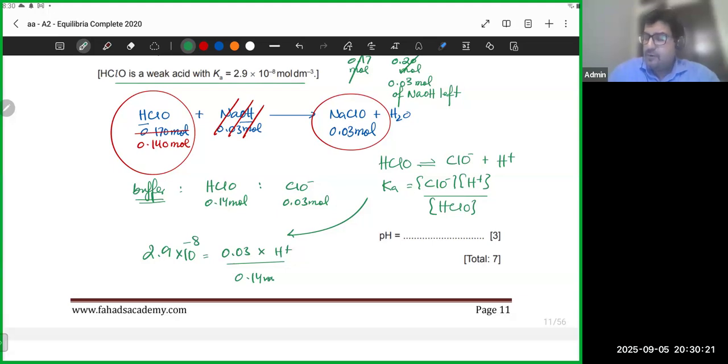Now, typically you don't use moles in the expression. But over here, you can use moles because, how do you calculate concentration? You're going to divide by volume, right? But the problem is that both of them are in the same solution. So the volume term would get cancelled out anyway. So in this particular case, you can actually use moles directly. So try and calculate this one. This would become 14 over 3, right? So find out what H plus is and find out what pH is.